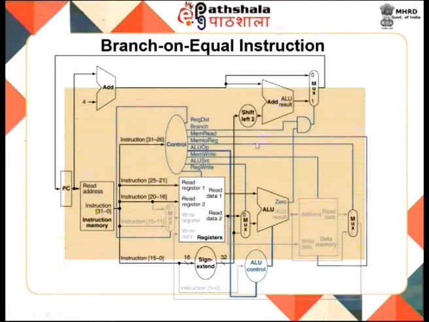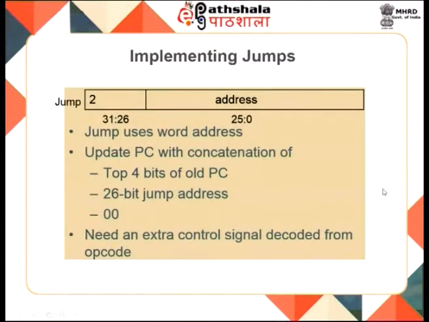In order to calculate your branch address, you have the data being sign extended here, and that value is shifted left by 2 bits, and that is given to your adder unit that is given here, which decides on the target address, and that target address is written into your program counter. That is for your branch on equal instruction.